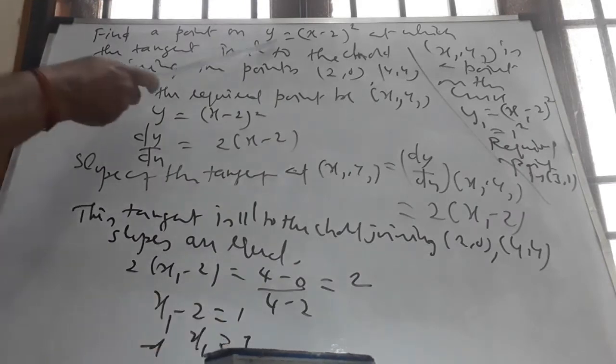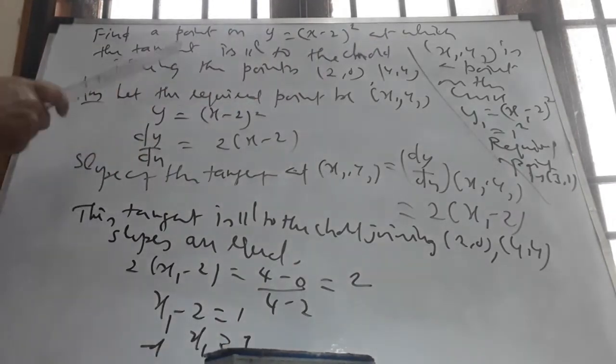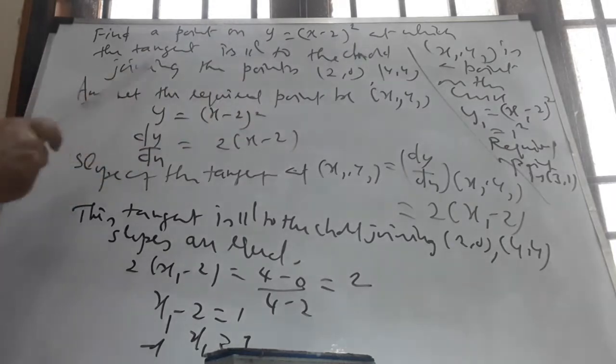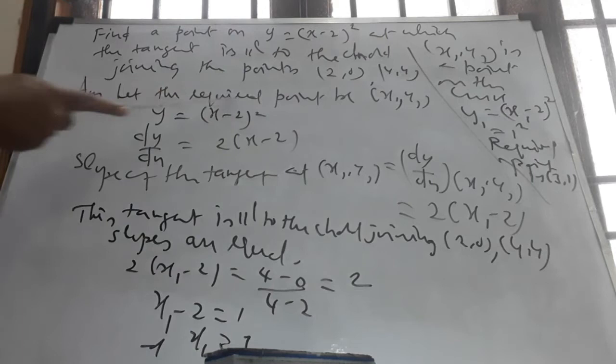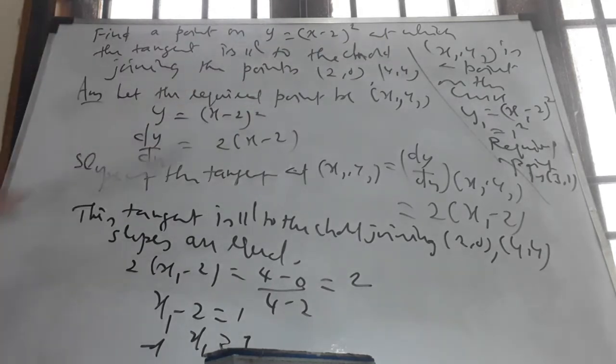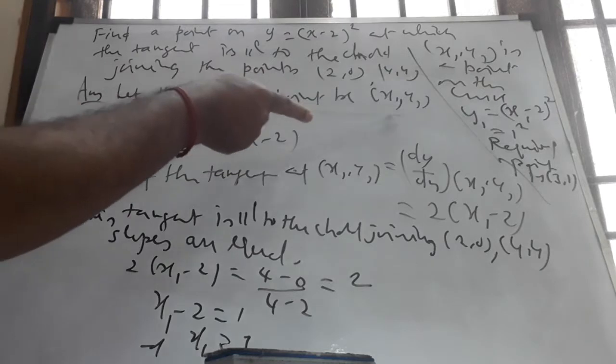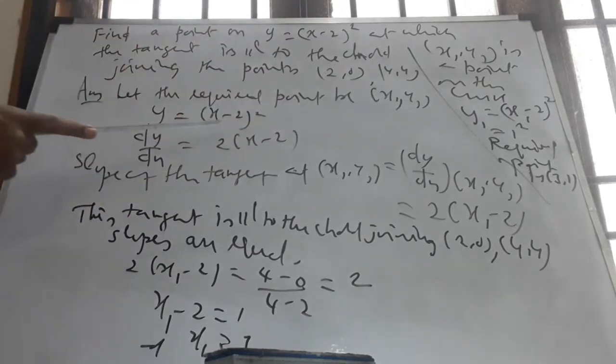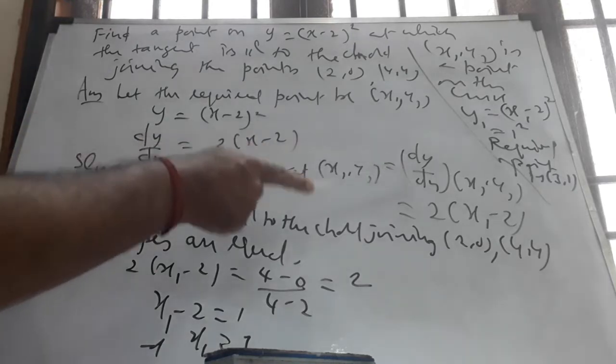Let me repeat the whole process. Find a point on y equal to x minus 2 whole square at which the tangent is parallel to the chord joining the points 2 comma 0 and 4 comma 4. The word required takes care of the whole condition at which the tangent is parallel to so and so. I assume the point to be x1 comma y1. Now y equal to x minus 2 whole square implies dy by dx is 2 into x minus 2. Slope of the tangent at x1 comma y1 is dy by dx at x1 comma y1, therefore 2 into x1 minus 2.